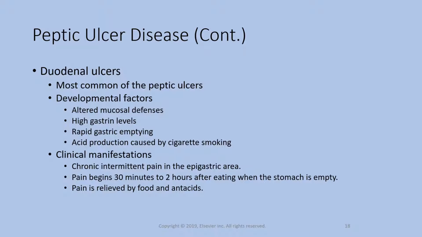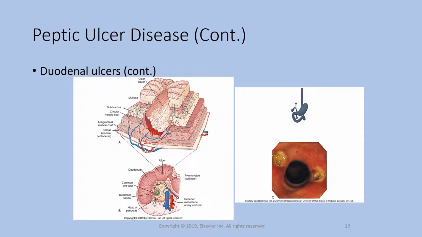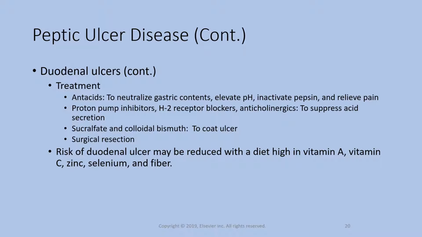Pain is relieved by food. This is a diagram of the picture we saw before. This is the pyloric valve sphincter right here, this is the duodenum, and here's the ulcer, and this is what it might look like on endoscopy. Treatment: neutralize gastric pH with proton pump inhibitors. Risk of duodenal ulcer may be reduced with a diet high in vitamin A, C, zinc, and selenium.